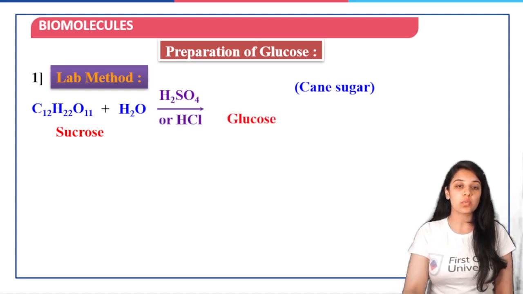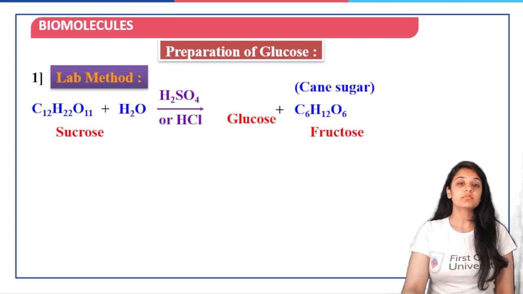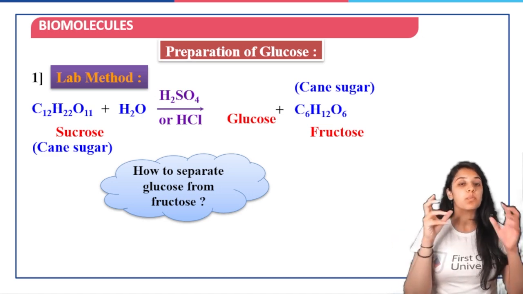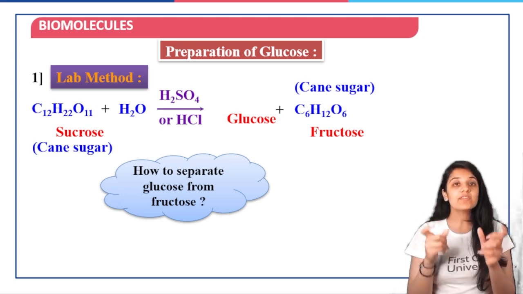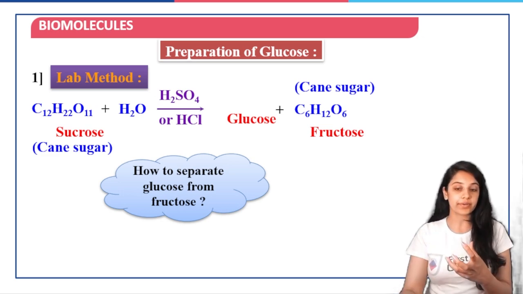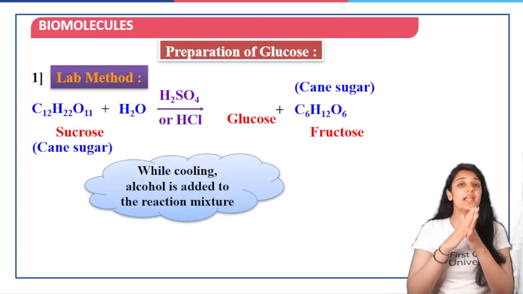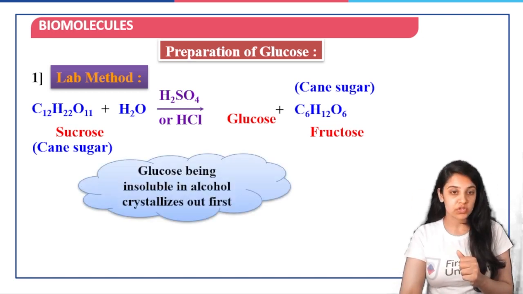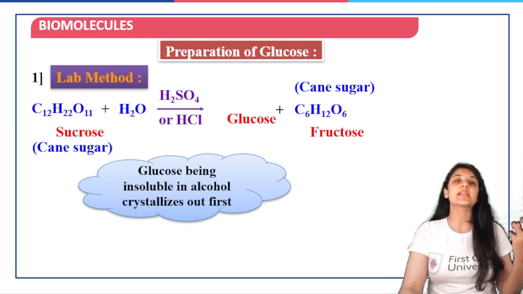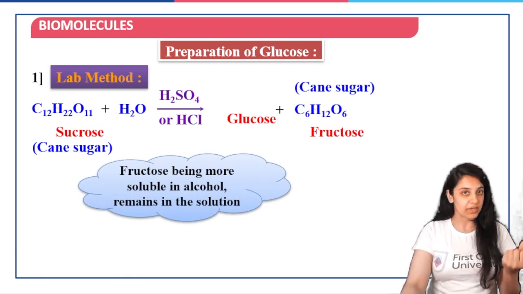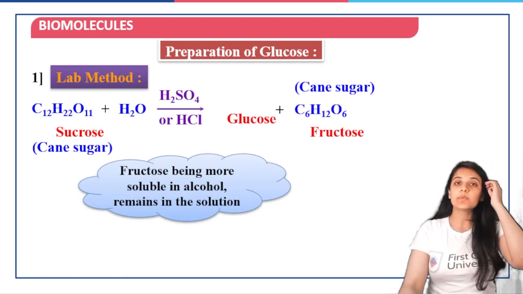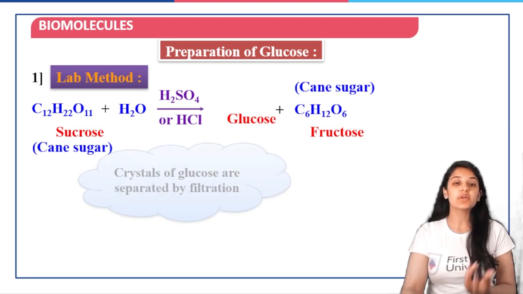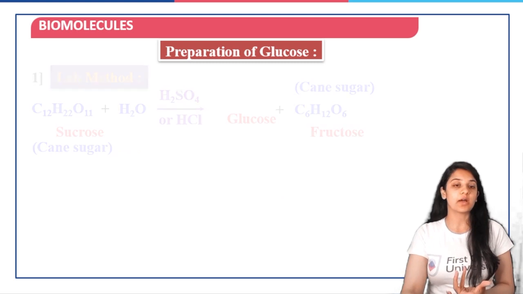This is the chemical reaction that is involved, and in hydrolysis we are making use of H2SO4 or HCl, and sucrose is also known as cane sugar. Now the question is that both glucose and fructose are going to be formed. How can we actually separate glucose from fructose in the product? Now, this can be done while cooling. When we get the product and we cool the reaction mixture, alcohol is added to it. Glucose, being insoluble in alcohol, will crystallize out first, and those crystals can then be separated out. Since fructose is more soluble in alcohol, it will remain in the dissolved form or in the solution. So those crystals that we get are those of glucose, which we can actually filter out.